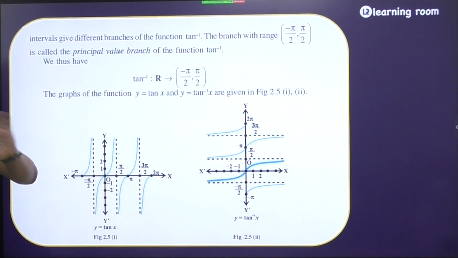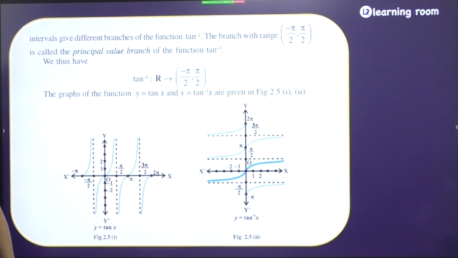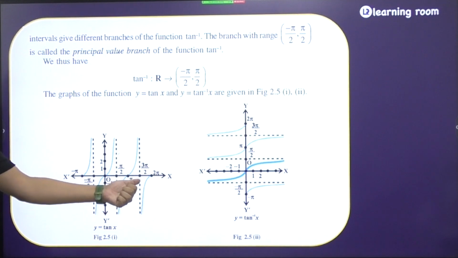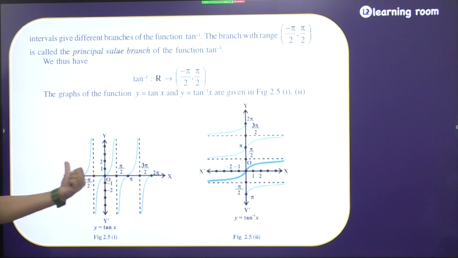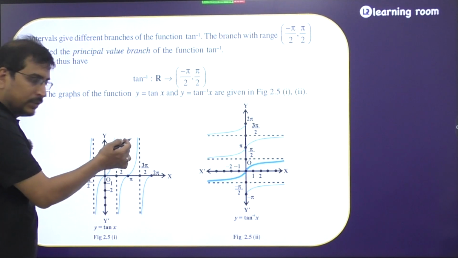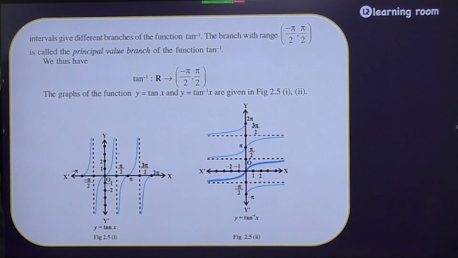So logic is very simple. You will not be able to plot anything on the graph sheet where the y value is tending to infinity. Where is tan tending to infinity? At odd multiples of pi by 2. That is pi by 2, 3 pi by 2, 5 pi by 2. Similarly, on the left hand side also, minus pi by 2, minus 3 pi by 2, and so on. It will lead to infinity. That is where, if you observe the graph at that point, there will be a break.